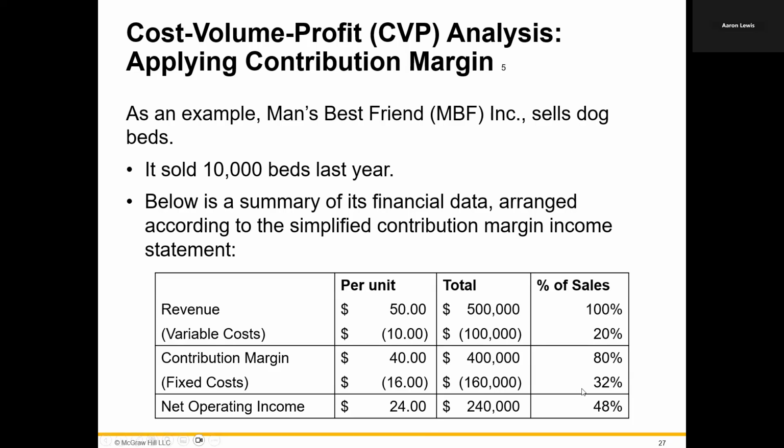If you want to look at the bigger picture, if we generate a total margin of $400,000, we have to cover $160,000 of fixed costs out of it. We've got $240,000 left over.